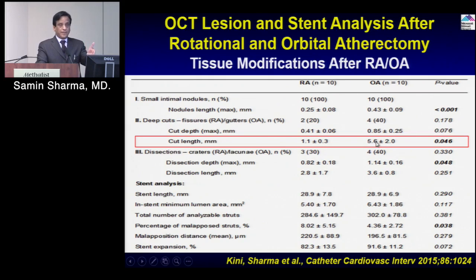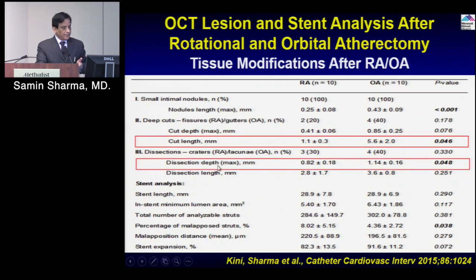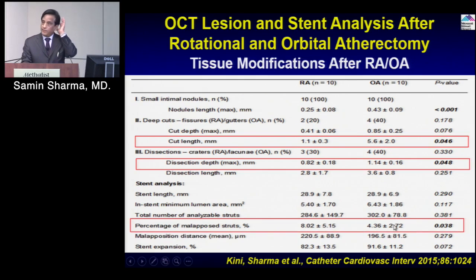If the cut is much deeper, you can cause more perforation. Second, the dissection depth, as I mentioned, is bigger, but more importantly, the percent of malapposed struts is much lower with orbital atherectomy compared to rotational atherectomy. So clearly, what does it do? It expands your stent better, leading to slightly better overall stent expansion with orbital atherectomy compared to rotational atherectomy. This is a small study.